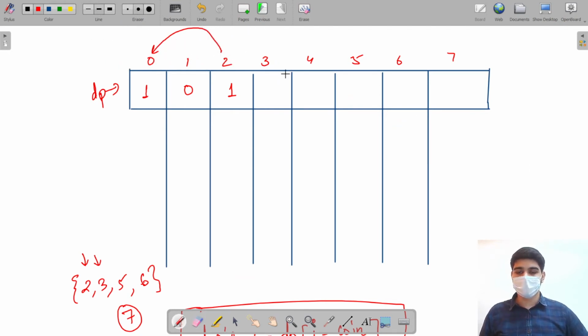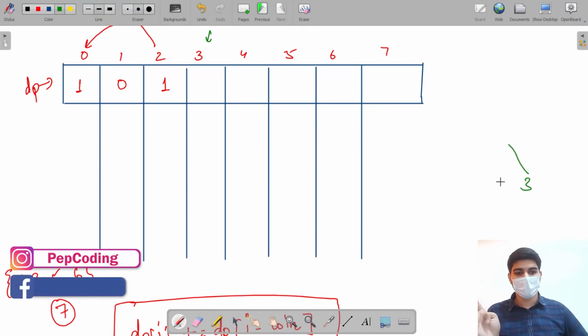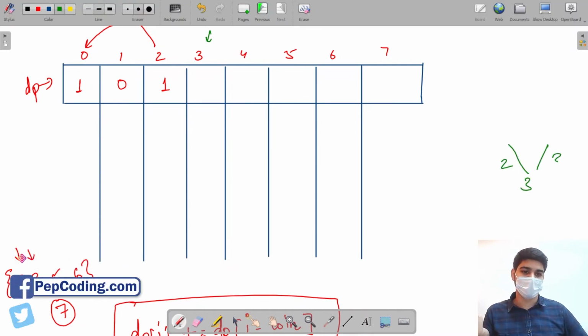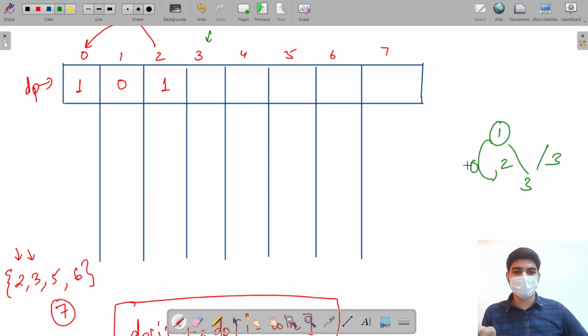Okay, so now we are in position 3, right? So our source is 3, our destination is 0. From 3, I can make 2 calls, from 2 and from 3. If I make a call for 2, I would get to 1. 1 would say there are 0 possible ways from me till 0.